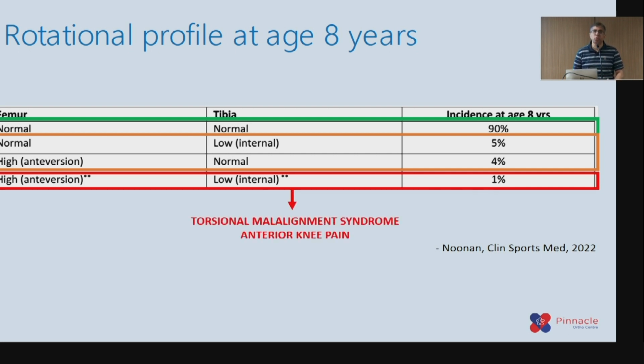It is what is known as the torsional malalignment syndrome, and this is important because this can lead to anterior knee pain, and in uncorrected cases it is known to cause patellofemoral problems later on in adulthood. Therefore, this torsional malalignment syndrome should be corrected.